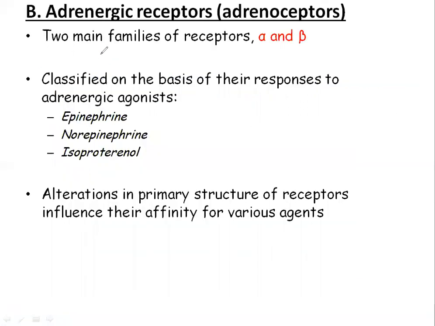Now, what are the types of adrenergic receptors?